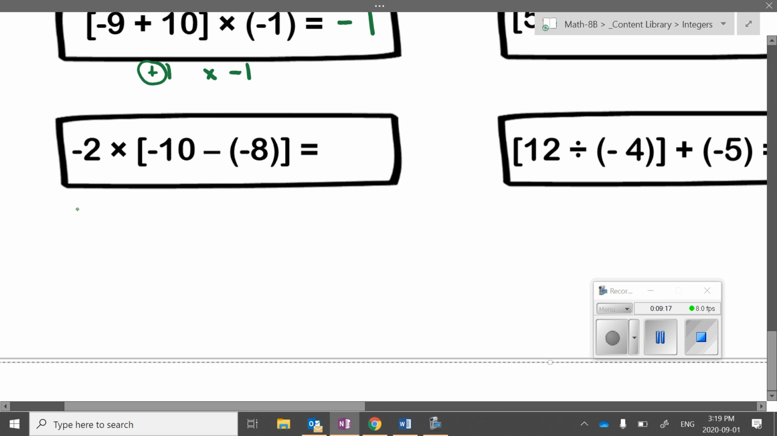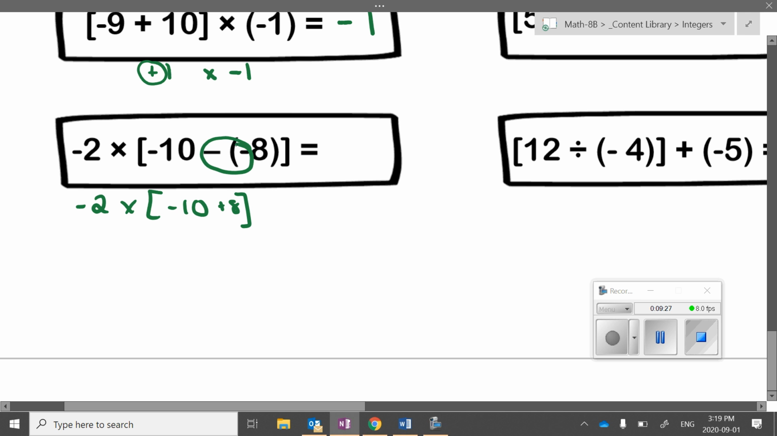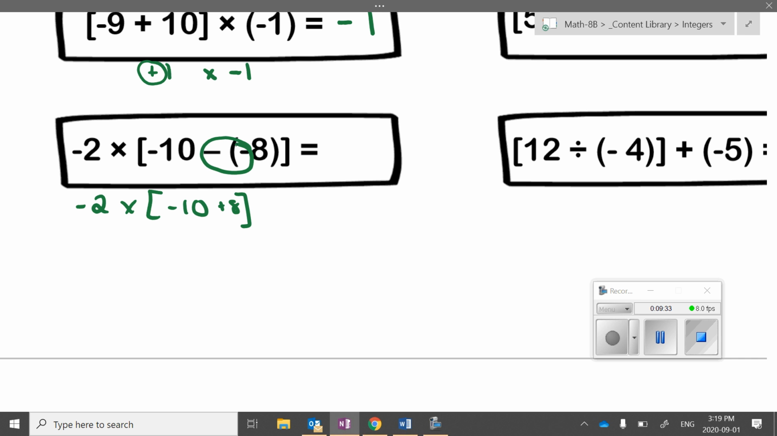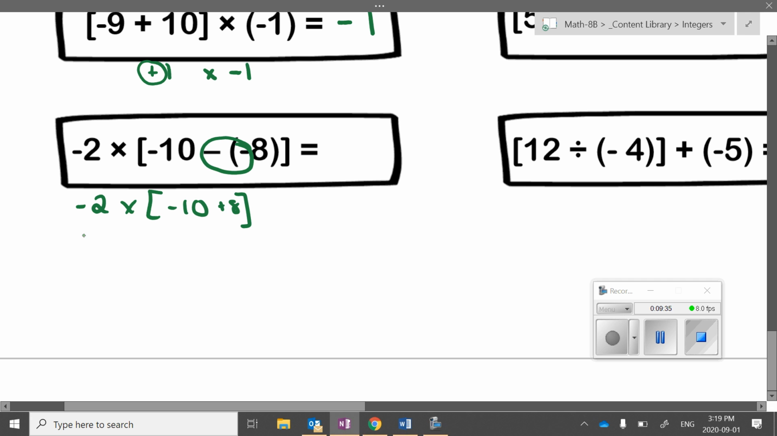So on this one, I have -2 times, this is really saying -10 plus 8. Two of the same signs are side by side. A subtraction sign and a negative are the same thing. They're both just a line. So this is really then saying -2 times -2. I have a negative times a negative, which gives me an overall +4.